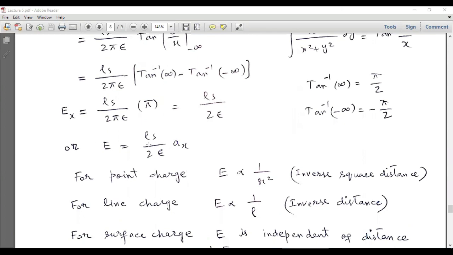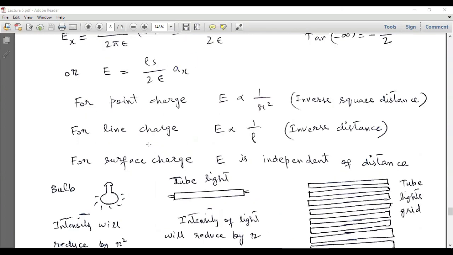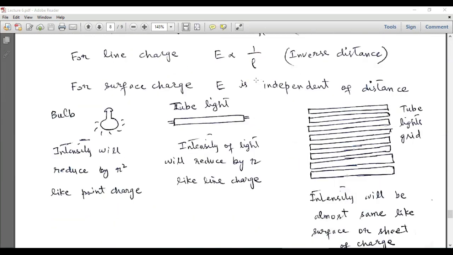So this is the final expression, and we know that for a point charge, E is equal to 1 over 4 pi epsilon times q over r squared. So it will actually be an inverse square distance relationship of the electric field. If we have a line charge, the electric field will be inversely proportional to the distance. And if we have a surface charge, an infinite sheet of charge, then E is independent of the distance. So this is a very interesting finding from this derivation.